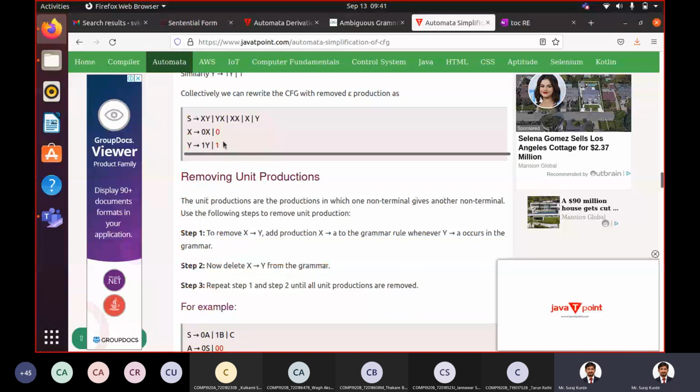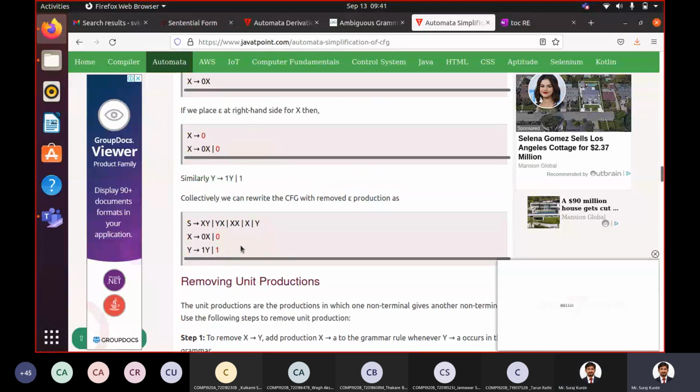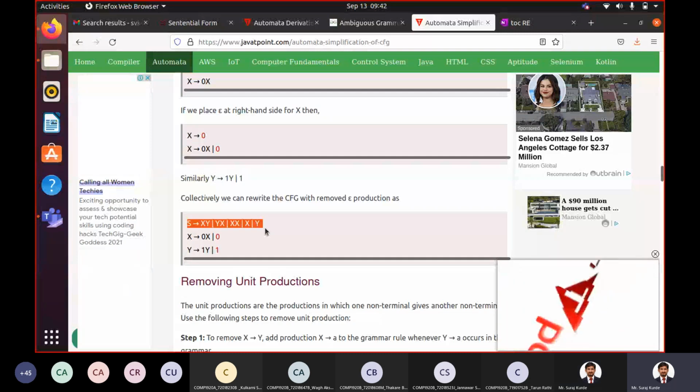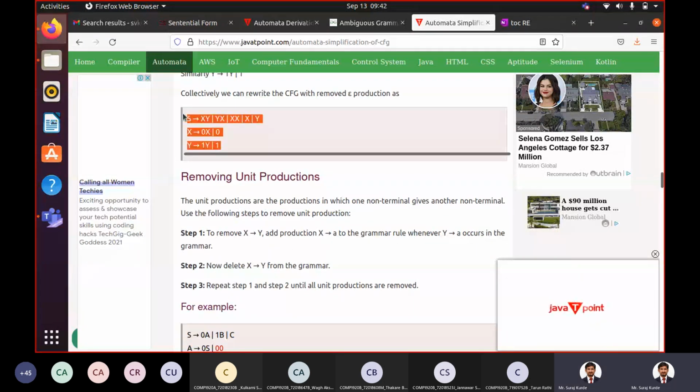So here, what do we get? These production rules are the production rules required for the new grammar after removing epsilon production from the grammar. All new production rules are added, and existing production rules are kept as they are. Here it should be X, Y, X. Along with this, S produces XYX. This is removal of epsilon production.